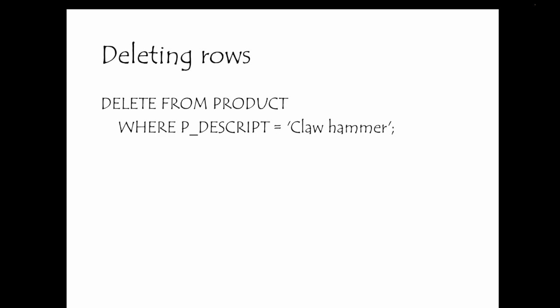Many times when you delete the data, you may have some specific needs, specific conditions. Whenever there is a condition, think about where statements. It always begins with the where keyword, and the condition is about some specific values of a column. So in that case, what we want to delete, look at the column PDscript, and the equal sign means exact match, and the value is claw hammer. So we want to delete only that product whose description is claw hammer.